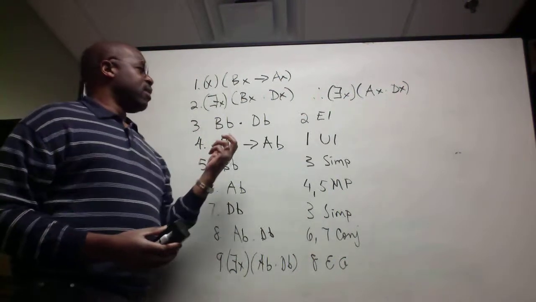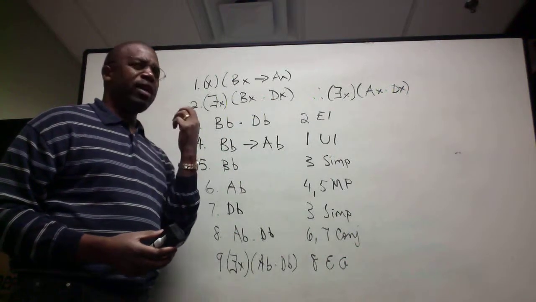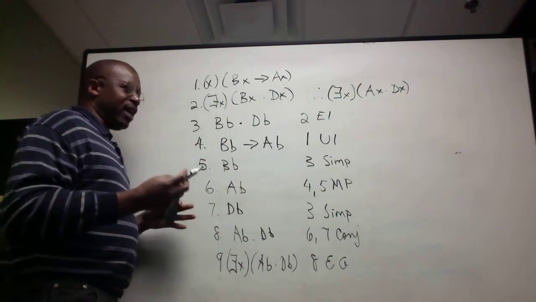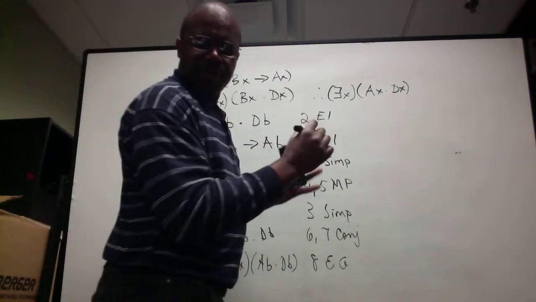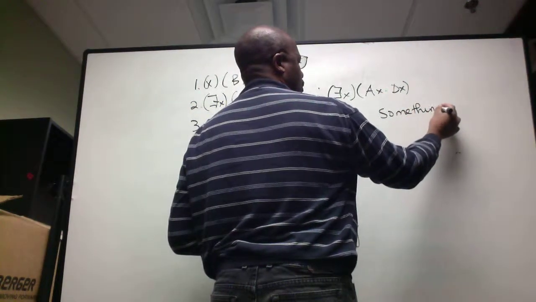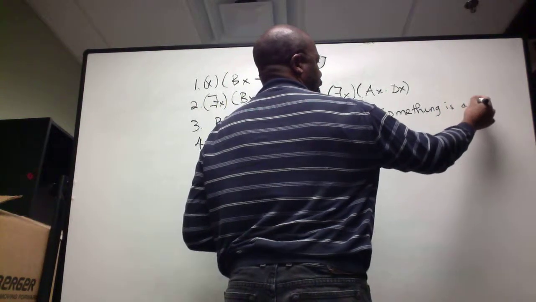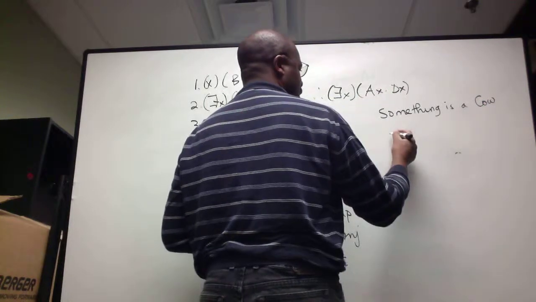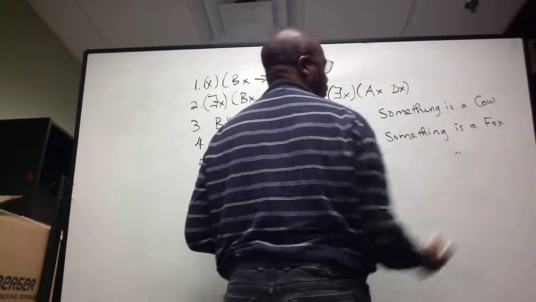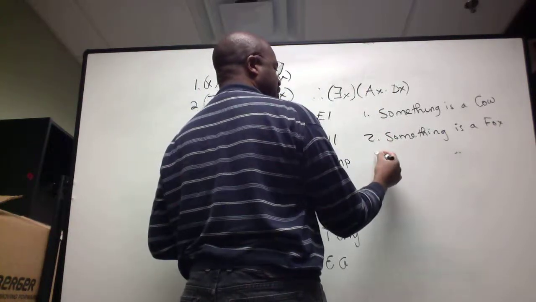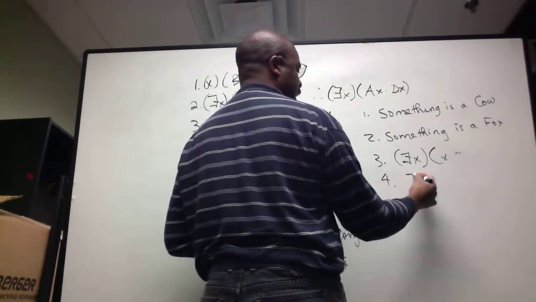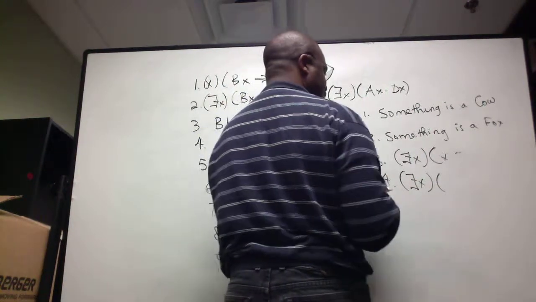In other words, what we are trying to avoid is the sort of fallacy that would entail the following. Something is a cow, and something is a fox. That's step 1. That's step 2. Let me symbolize it. There's an x such that x is a cow. And there's an x such that x is a fox.